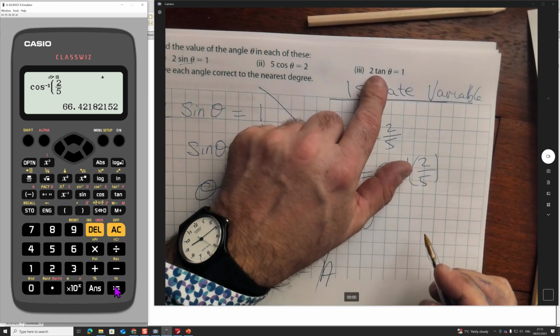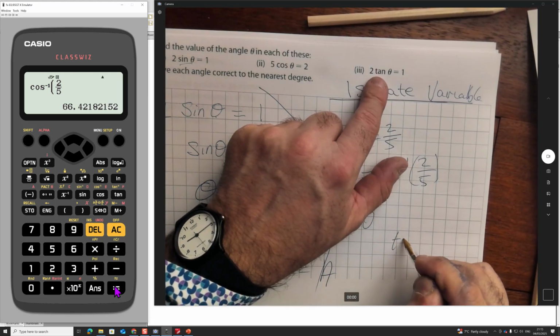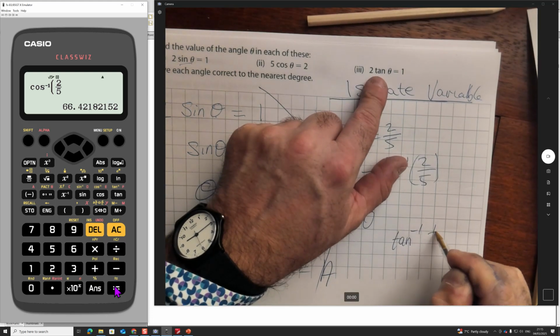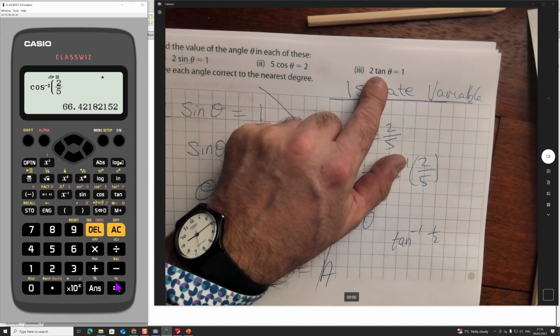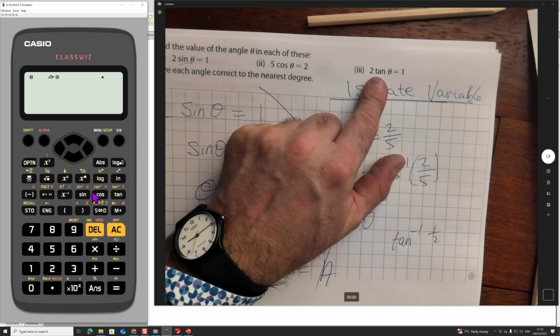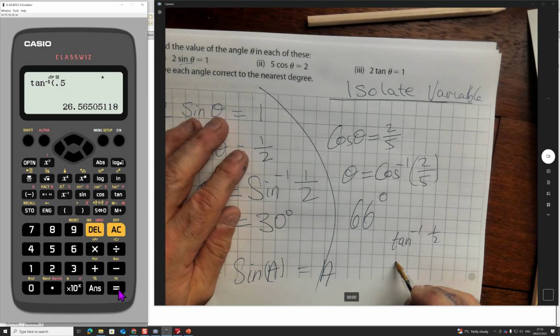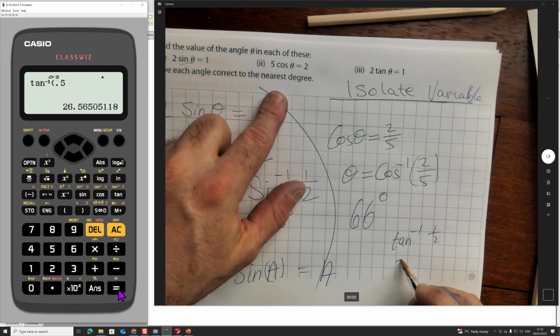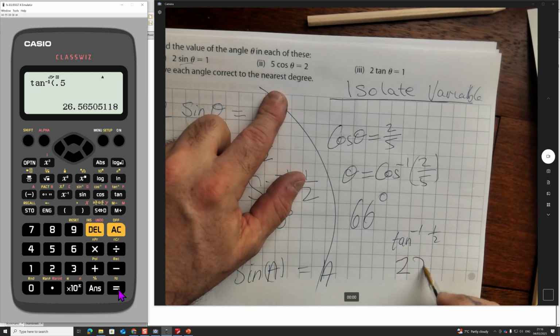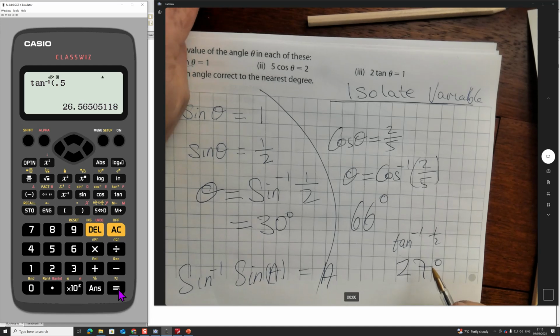So I look at this now and we go, okay, we're in a hurry, the exam is about to end. Tan inverse a half. And what's quicker than tan inverse a half on your calculator? Tan inverse 0.5. Boom. 26.6 degrees. To the nearest degree, 27 degrees.